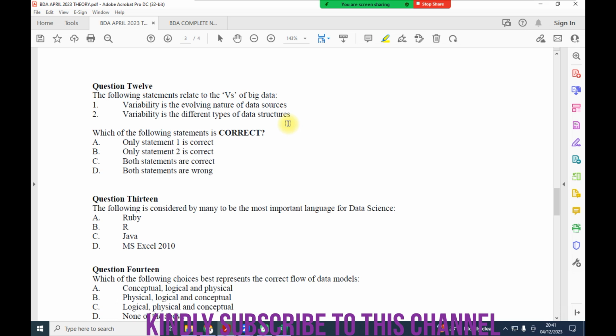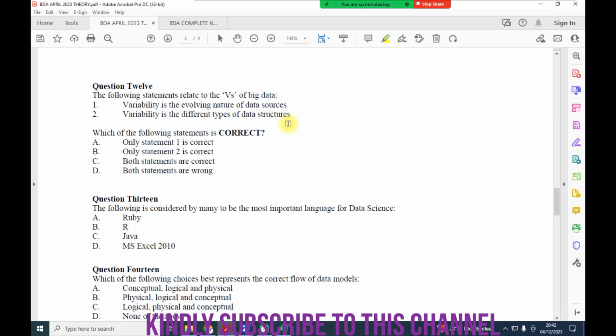Then question number 12. The following statements relate to the V's of big data. Number 1, variability is the evolving nature of data sources, and number 2, variability is the different types of data structure. Which one of the following statements is correct? So the first one is variability is the evolving nature of data, and the second is variability is the different types of data structure. Only statement 1 is correct, only statement 2 is correct, both statements are correct, or both statements are wrong.